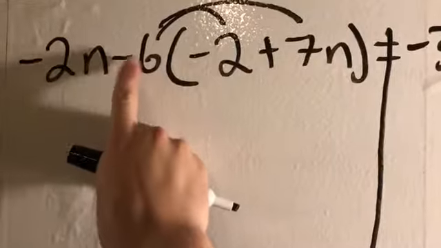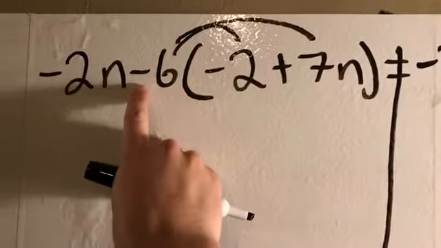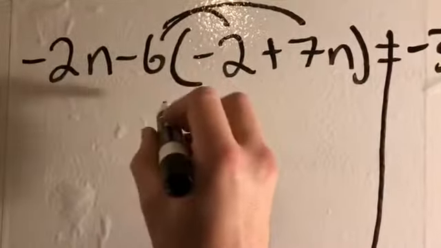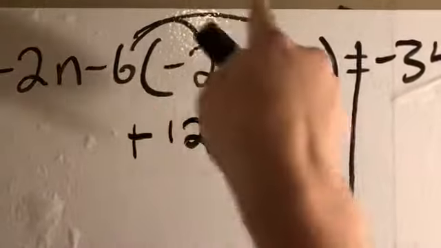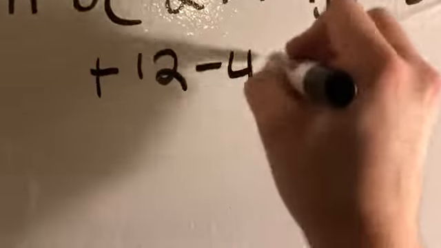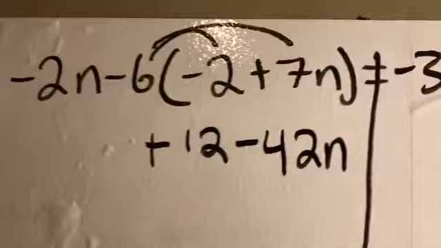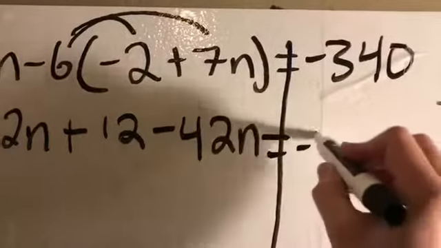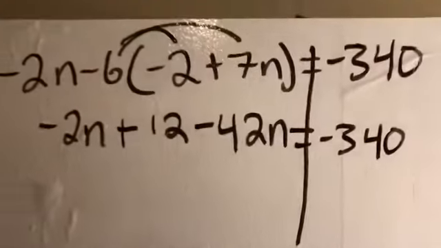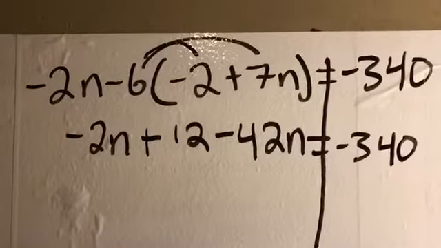Now remember, that negative goes with the 6. So this is like -6 times -2, which is going to come out to a +12. A -6 times a +7n will be -42n. I haven't touched this -2, so it comes on down. And we haven't done anything with our equals -340. We always start with our distribution.